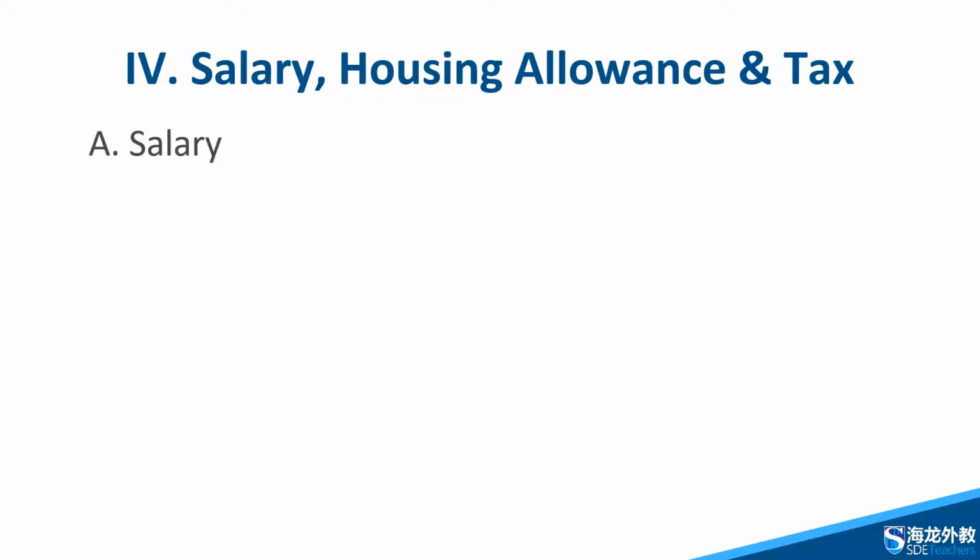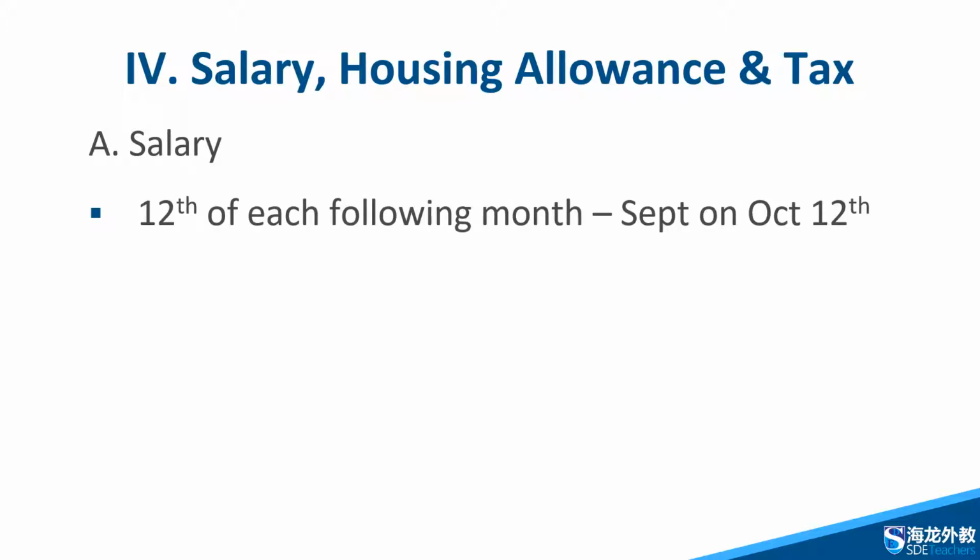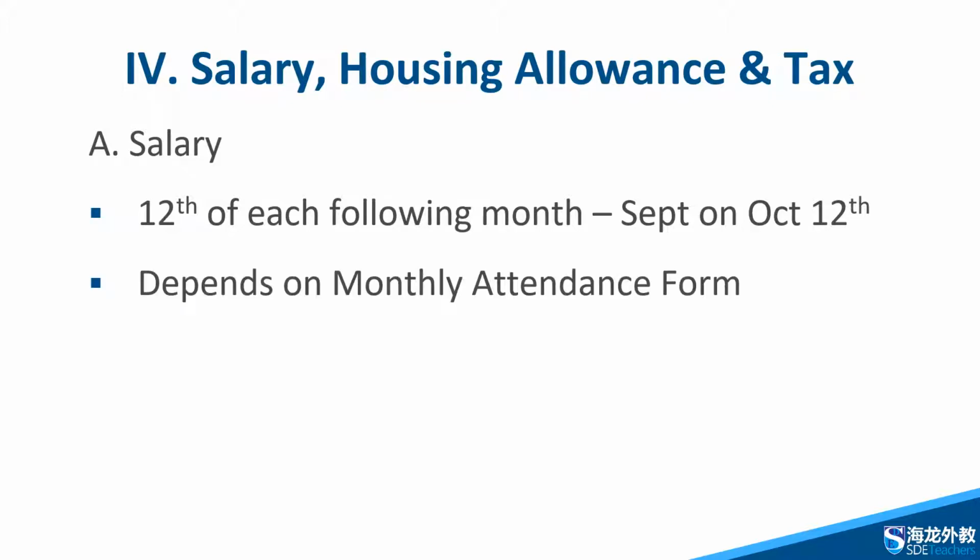So a few important details worth mentioning about your salary. It is typically paid on the 12th of each following month. So you would receive your September salary on October 12th, and that's standard Chinese salary schedule once a month.